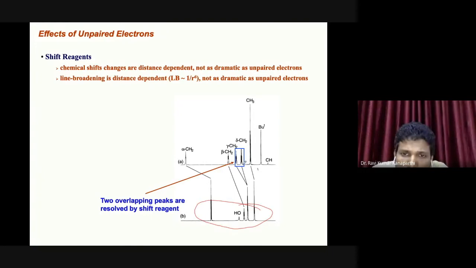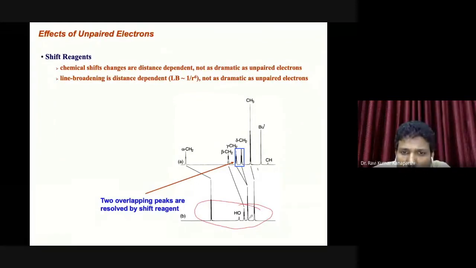Once you add the chemical shift reagent and record the NMR spectrum, what exactly happens is that the gamma methylene group and the beta and delta methylene groups, which were merged together, are now well separated, right? So it becomes easy to interpret, to assign the peaks, and to assign the molecular structure to a particular compound from the NMR data.